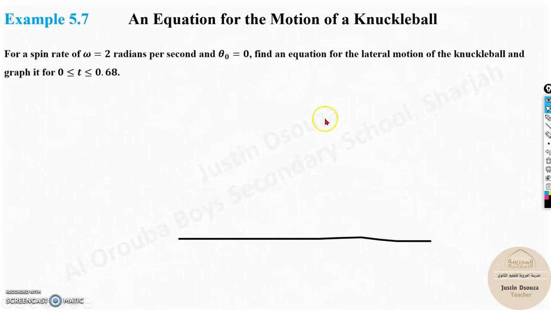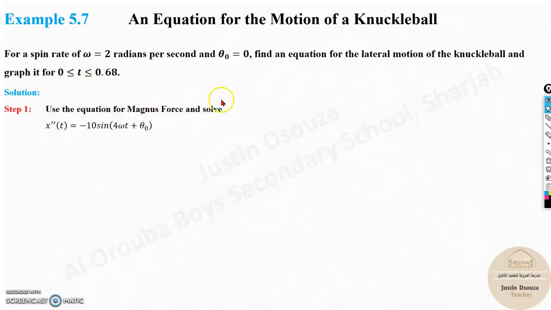Over here, the spinning rate omega is 2 radian per second, and theta naught is 0. Find the equation for the lateral motion of the knuckleball and graph it for time from 0 seconds to 0.68 seconds. Now, we need to know this formula. This is the Magnus force equation. Substitute all that is known. Here, minus 10 sine 4 omega, omega is 2. Substitute it, and theta naught is 0. Now, this will be equivalent to minus 10 sine 8t.